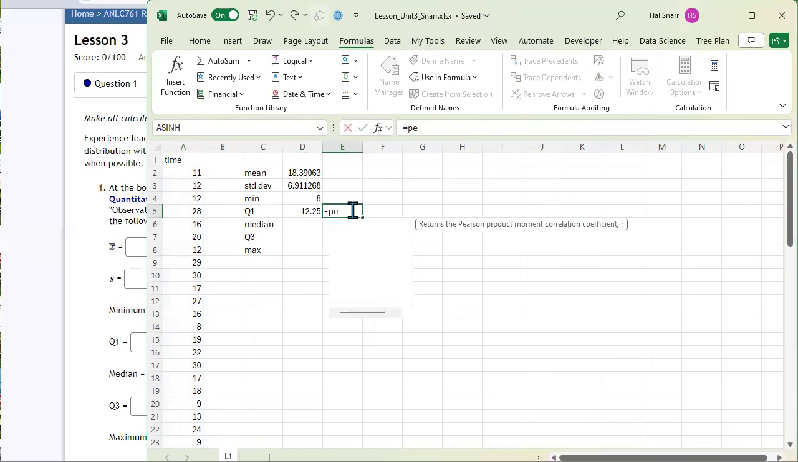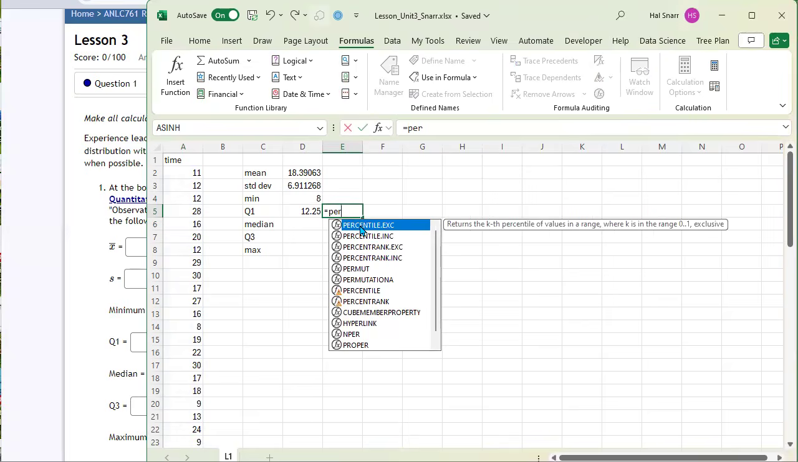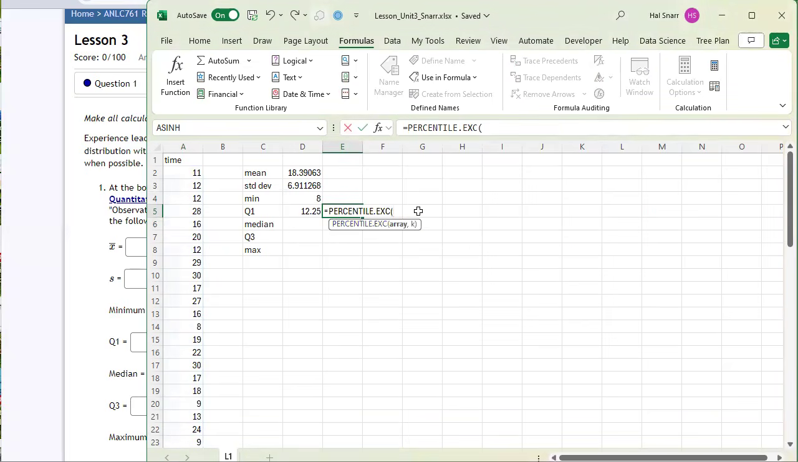I can also do =PERCENTILE.EXC(time), and then I could do 25%. And I get the same thing, right? So the first quartile is the 25th percentile. Then I'm going to drag these down.